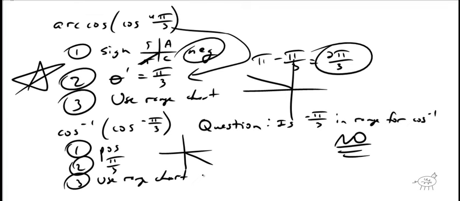Okay, and if I use the range chart, it's positive pi over 3. So I'm over here, right? The first quadrant. Well, the answer is just pi over 3, right? There we go.